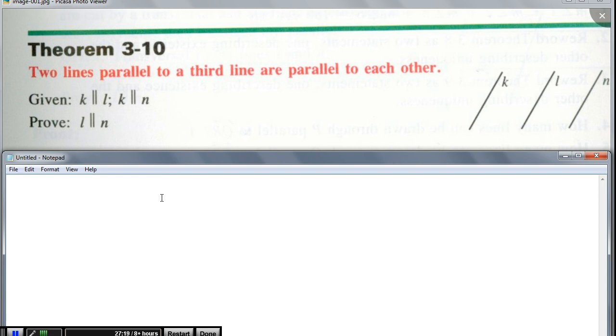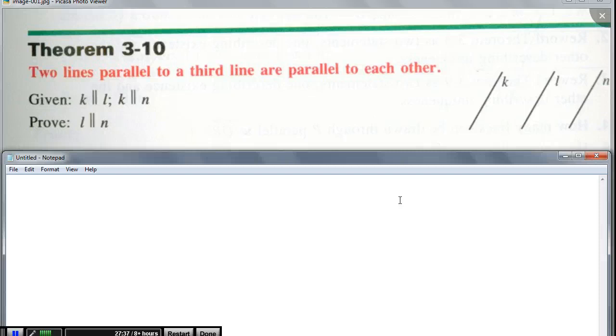Any question? Does this make sense, by the way? If K is parallel to L, and K is also parallel to N, L and N better be parallel. Does that make sense? Like I said, these three theorems we're not going to prove, but you may use them on your homework tonight. Any question? Okay, then quickly we're going to do an example.